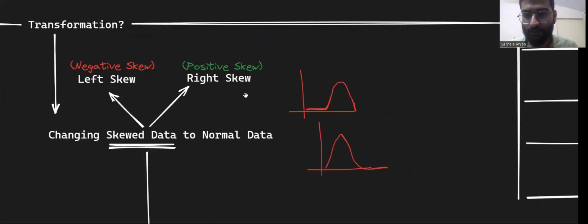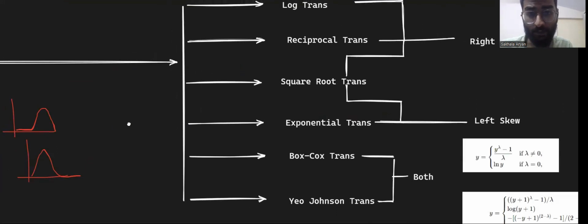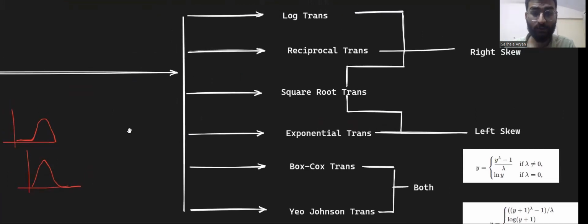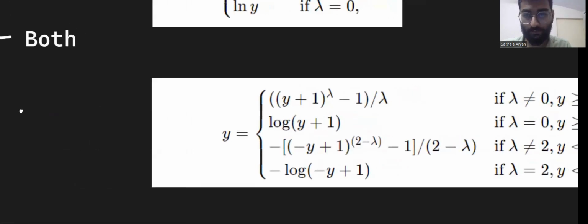Various types of transformations are: log transformation, reciprocal transformation, square root transformation, exponential transformation, Box-Cox transformation, and Yeo-Johnson transformation. When do you use log transformation? Whenever my data is right skewed, I'll be using log transformation or reciprocal transformation. Whenever my data is left skewed, I'll be using exponential transformation. Square root, Box-Cox, and Yeo-Johnson transformation can be used in all the cases. Formula for your Box-Cox is this. Formula for your Yeo-Johnson is this.